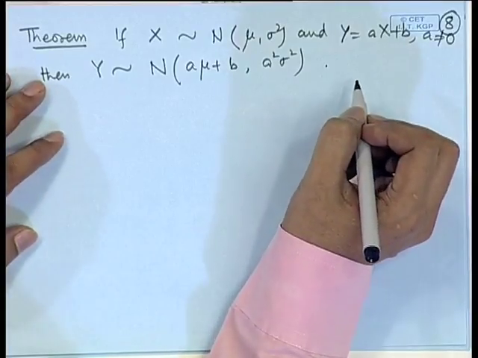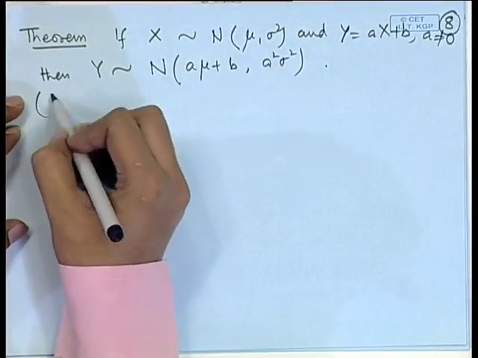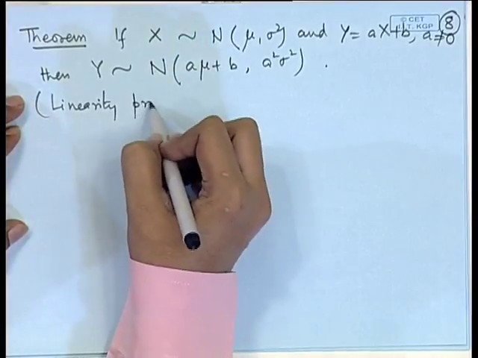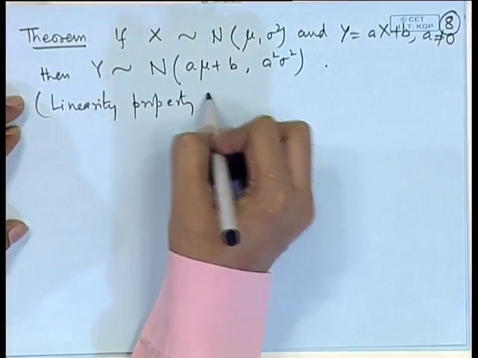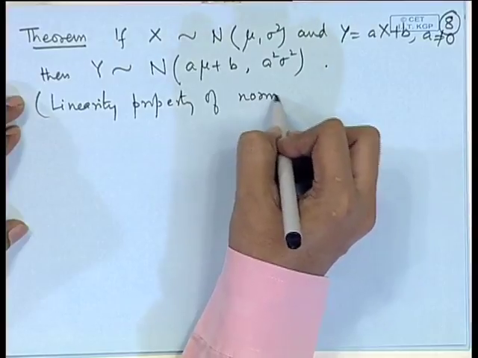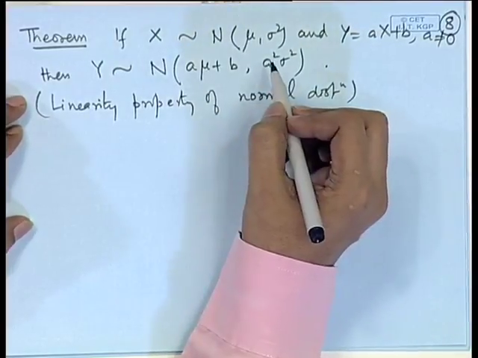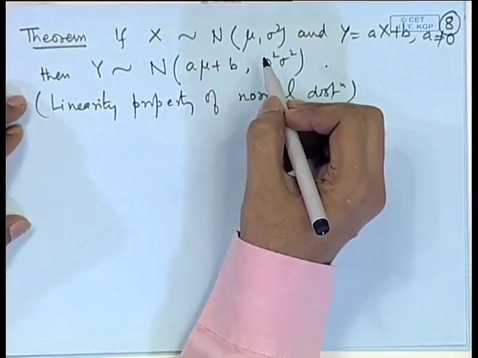This is called the linearity property of normal distribution. That means, any linear function of a normal random variable is again normally distributed.